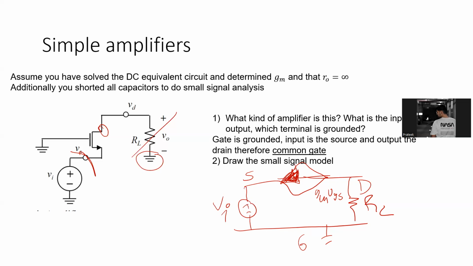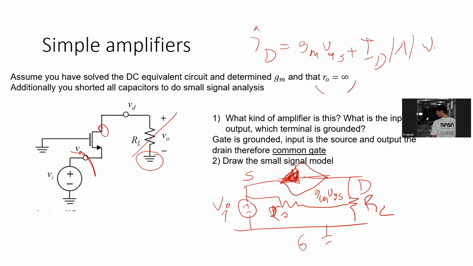So we assume that RO is infinite, but in reality, it would go here, RO. Current source, yeah. Because remember, the little equation for little ID was actually equal to GM VGS plus capital ID lambda VDS. And so this is a parallel little RO to a GM VGS voltage controlled current source. So we assumed RO is infinite, so it's just an open circuit. Also, when we're analyzing open gates, we're always going to assume RO equals infinite.